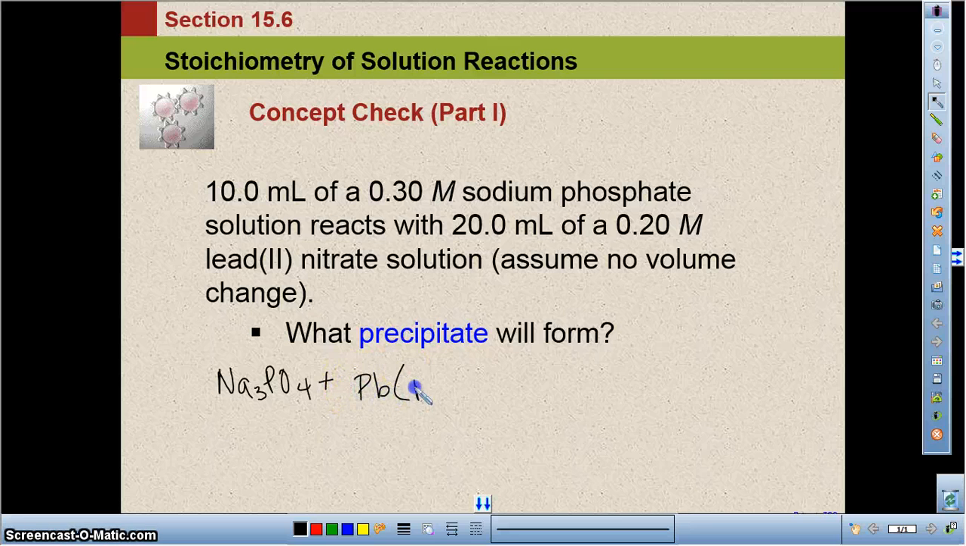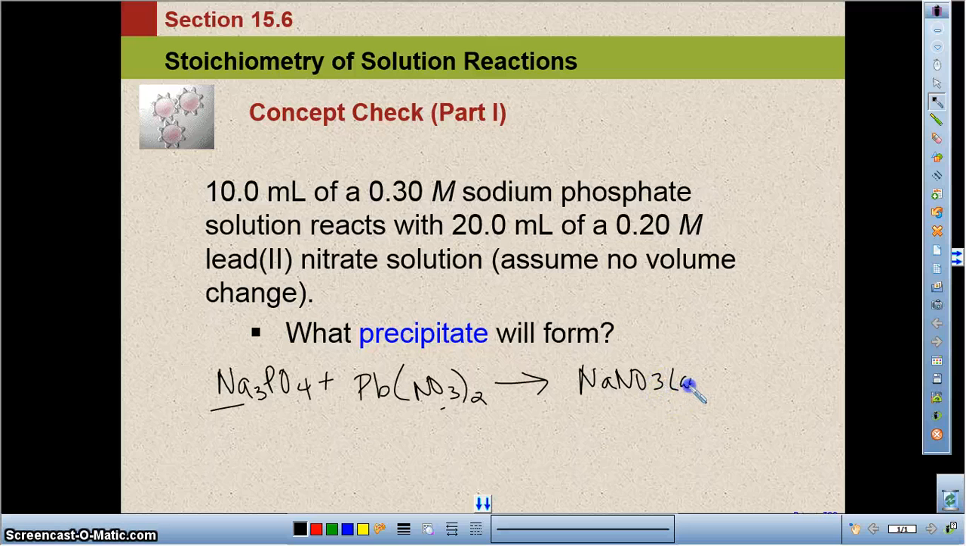So there's Pb(NO3)2, and we can put the information underneath here, but for right now we'll just go with this because we're looking at the precipitate. What precipitate will form? So this is a double displacement, so we're going to put sodium with nitrate. And if you look at your solubility rules, you notice that's aqueous because not only is it a sodium salt, but it's a nitrate salt. Sodium has a +1 charge, nitrate has a -1 charge, so the overall charge here is 0.